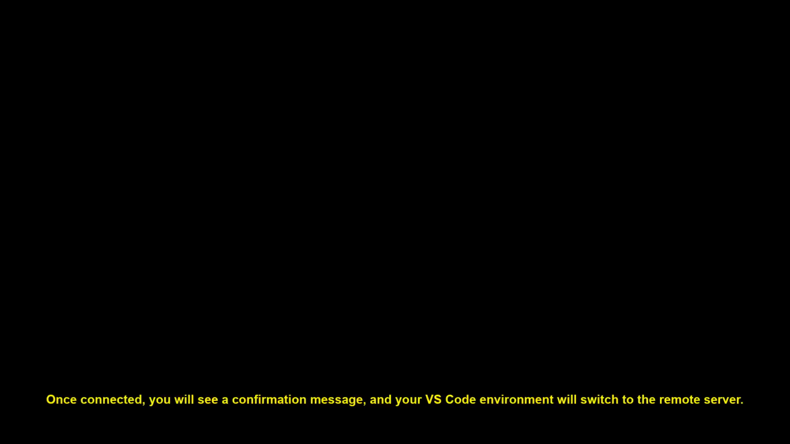Once connected, you will see a confirmation message, and your VS Code environment will switch to the remote server. You can now open folders and files directly on your VPS. Leverage the integrated terminal within VS Code for executing commands on your remote server. To open the terminal, navigate to View, Terminal from the top menu. You can now work on your files as if they were local.